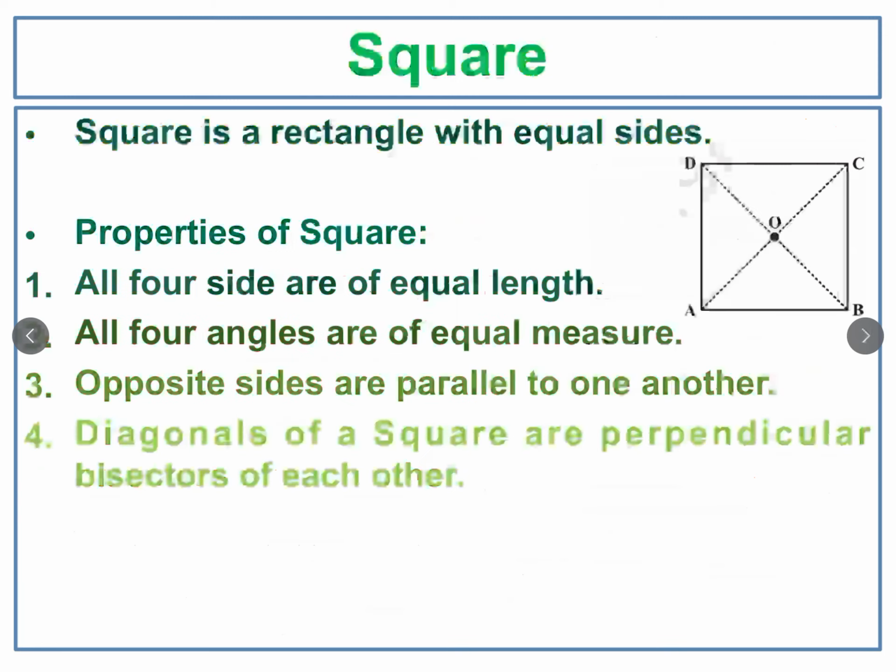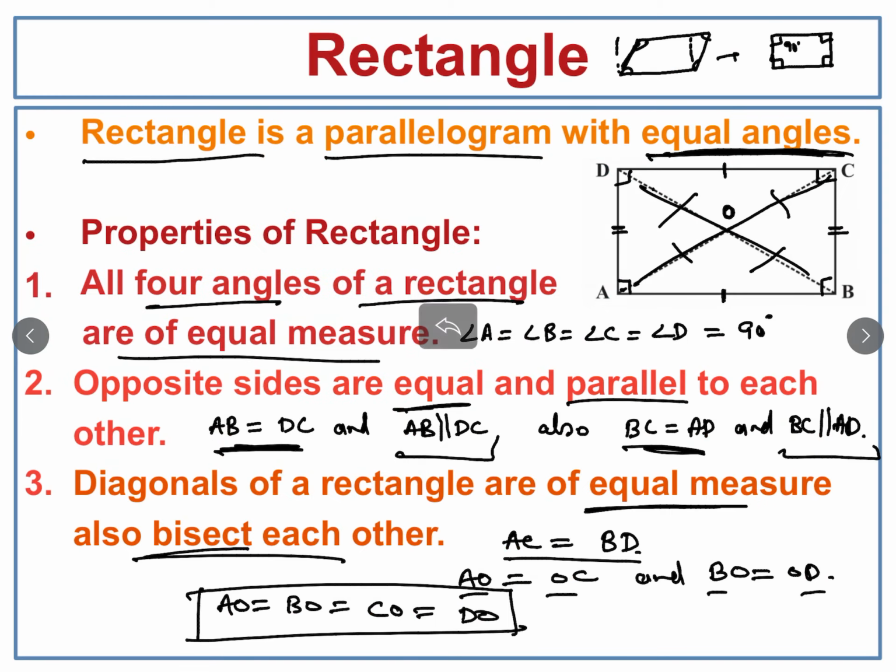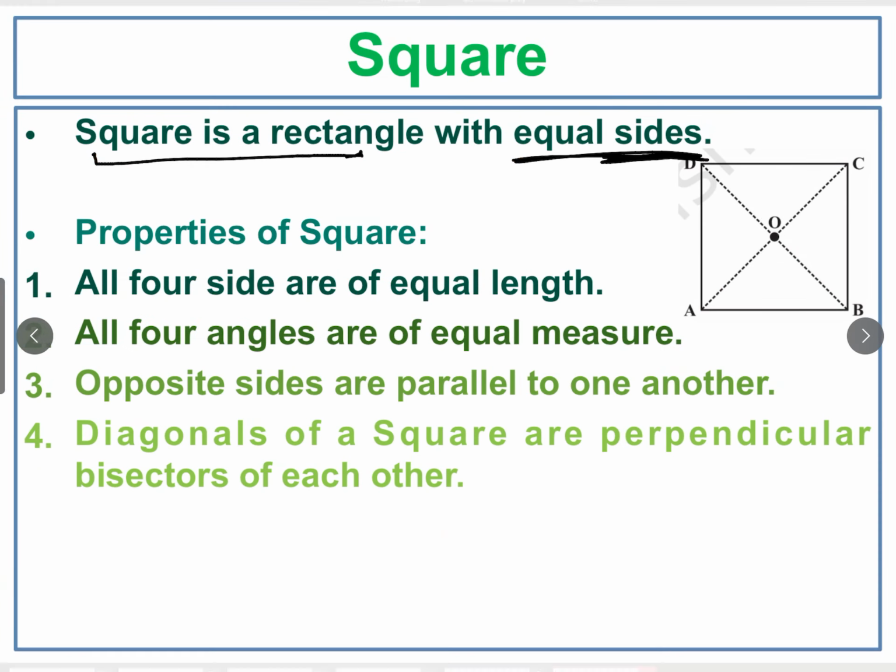Now moving ahead to the next special type of parallelogram, which is a square. A square is a rectangle. So what is a square? A square is itself a rectangle with equal sides. So a square satisfies all the properties of a rectangle, with just one special addition, which is that its sides are also equal. In a rectangle only the opposite sides are equal, while in a square all four sides are equal. So a square is a rectangle with equal sides.